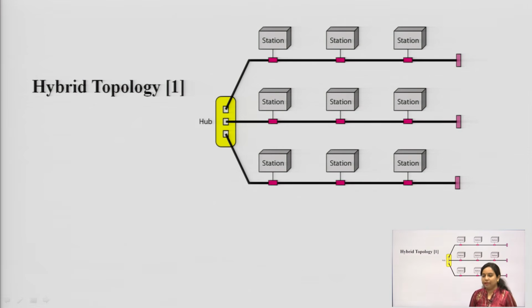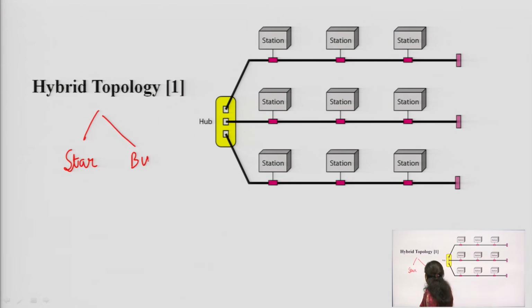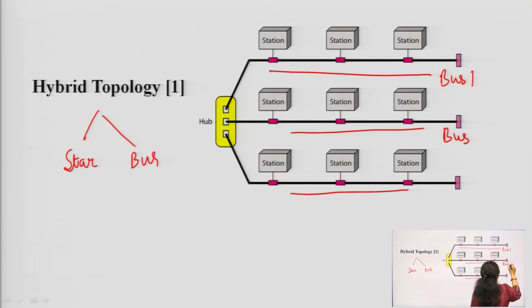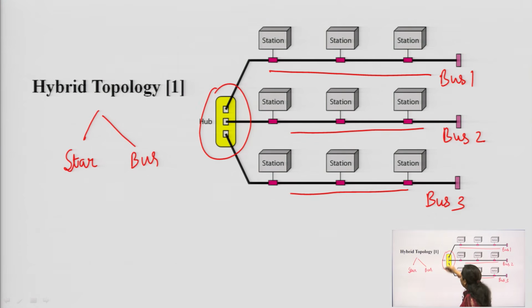Now, the last type of topology is the hybrid topology. In this topology there are 2 topologies involved. The first is the star topology, the next is the bus topology. How? In this case you can see this is the first bus, this is the second bus, and this is the third bus. Three buses are involved, and these buses are connected through a hub. That forms a star topology. Whatever information is transmitted has to be shared through this hub. So, this is hybrid topology.